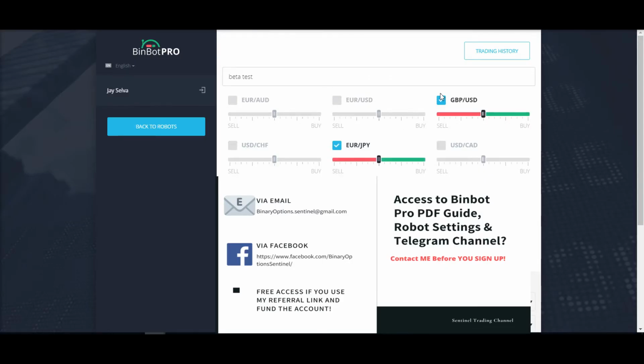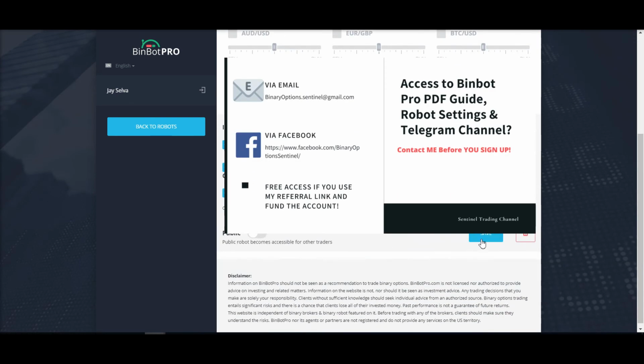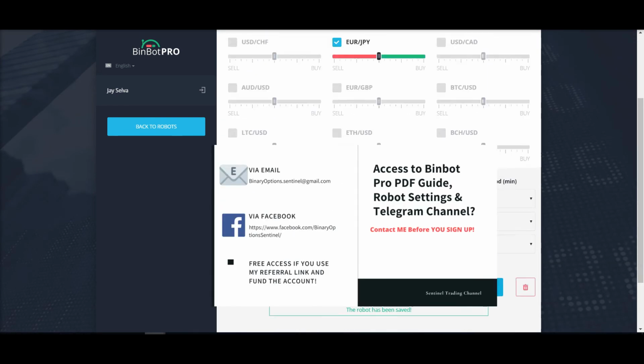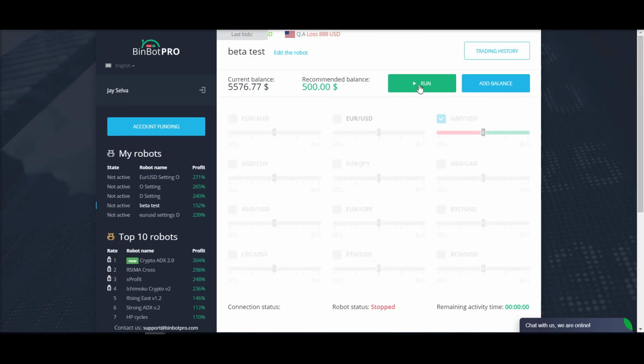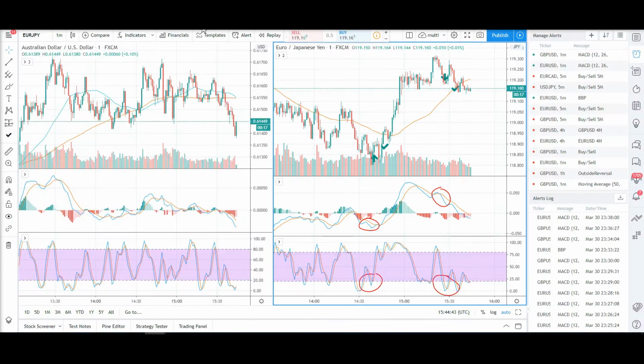Okay, so let me give this a shot. Euro JPY. I'm going to click save and turn it on right now. Alright, so I'm going to wait for the trade to be executed.